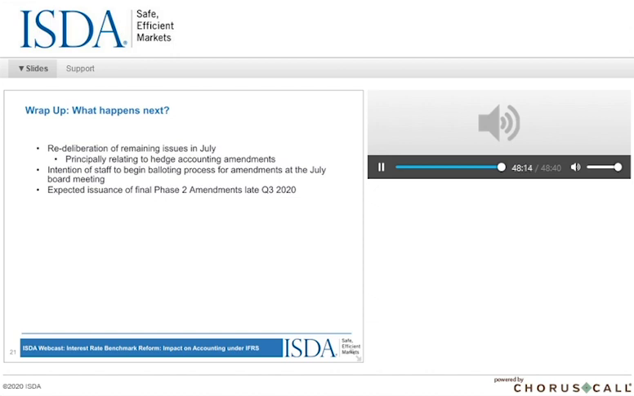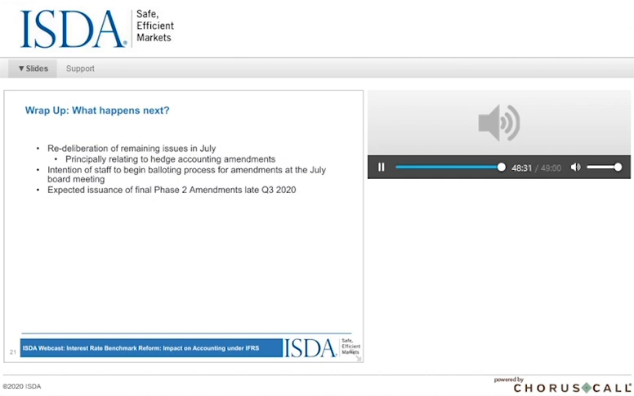There is certainly still a lot for reporting entities to do in terms of implementing and operationalizing these reliefs, but the framework to do so is at least now close to completion, and we'll all be eagerly waiting for the final amendments and hopefully resolution of the final remaining considerations.